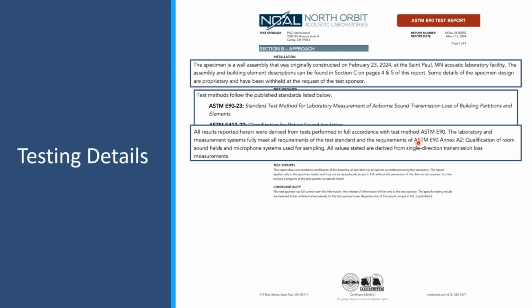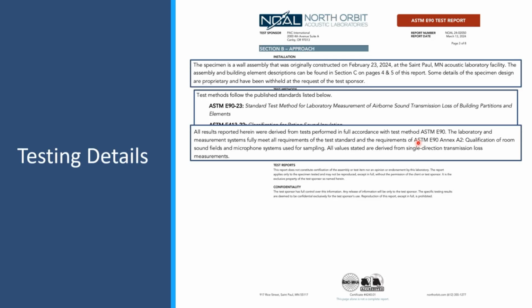And then the laboratory measurement system fully meet all requirements of the test standard. And the annex, which is for qualification, that's all really wrapped up into the accreditation. As part of your accreditation, you're supposed to meet those requirements. And then the single direction transmission loss, you can measure transmission loss both directions, and you should get roughly the same answer. Reciprocity would say that you should get the exact same answer, but differences in room sizes and flanking paths and the inherent variability in the test, you can get some slight variations between one direction and the other direction.